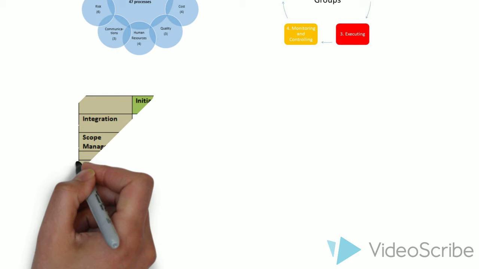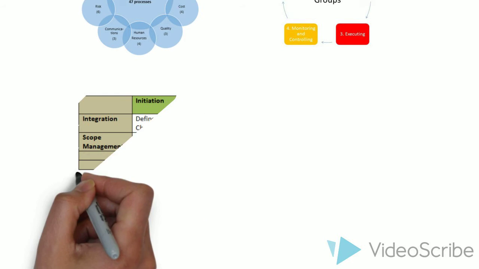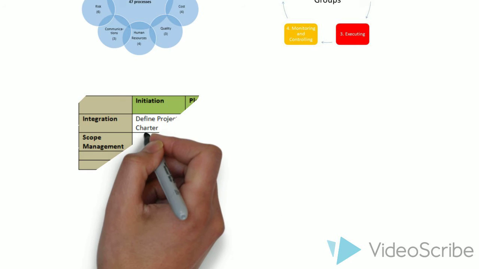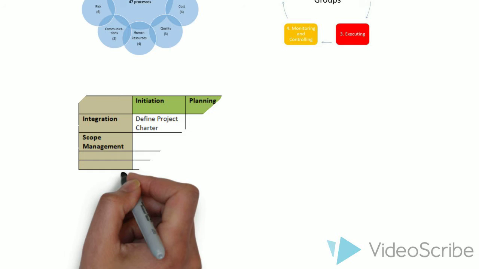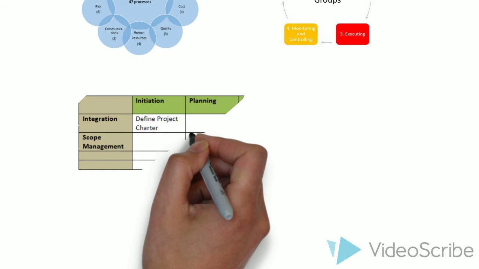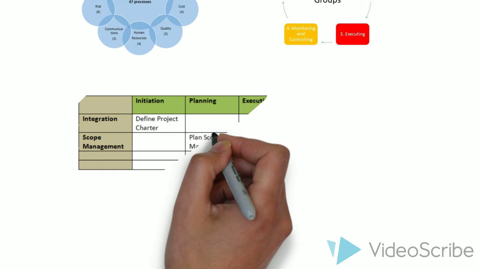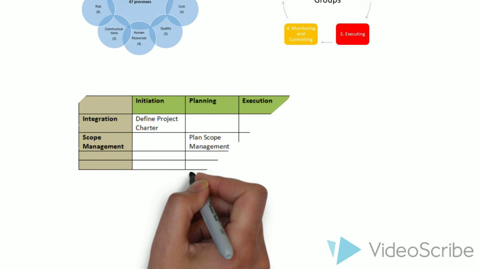For example, if I have a process called project charter, it is a process under the initiation process group. In the initial stage of a project, this process is executed. Since it belongs to project integration, the knowledge area is project integration management. All the 47 processes have two dimensions. One dimension belongs to the process group, and the second dimension belongs to the knowledge areas.